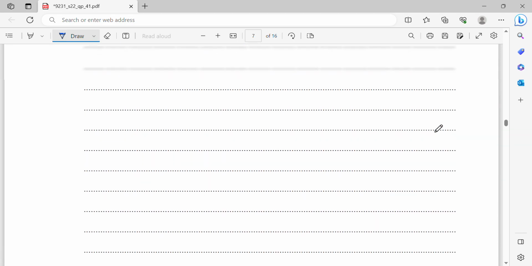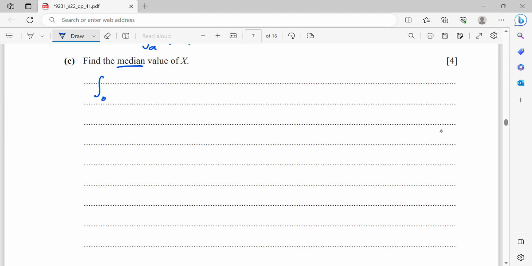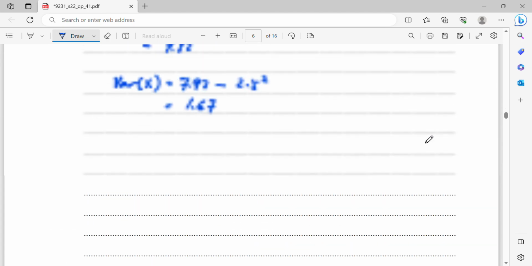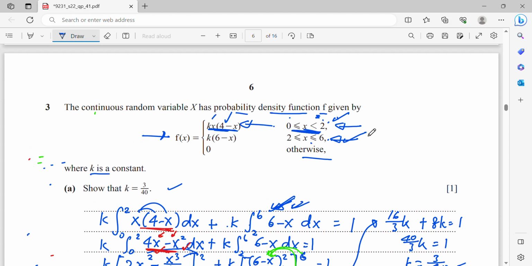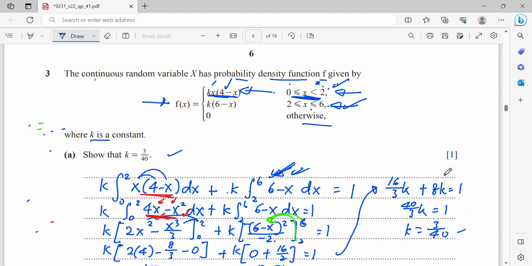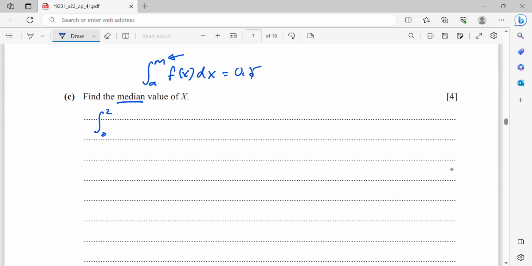So now I need to integrate from 0 to 2. The function is kx times 4 minus x. So again, replace k by 3 over 40. I'll factorize the k, then x bracket 4 minus x. I need to count what this probability is first. So it will be 3 over 40, then here becomes 4x minus x squared dx from 0 to 2.